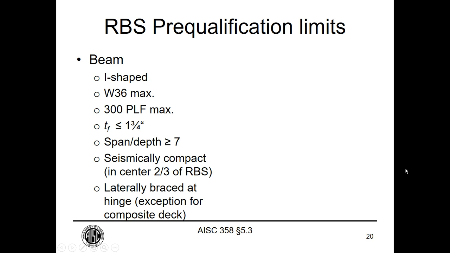Also, we require lateral bracing near the hinge, just outside the hinge region, but that lateral bracing can be achieved in some cases via a composite deck. So that's something that many engineers take advantage of. There are restrictions on the column. The column can be I-shaped or a box section or a boxed wide flange.